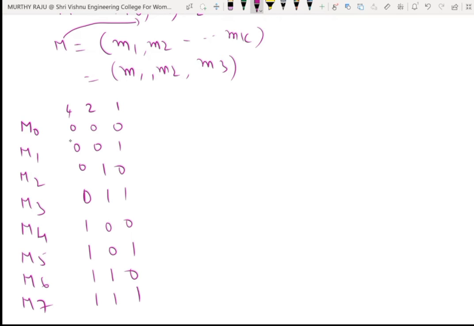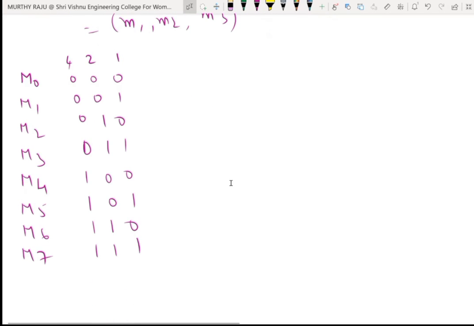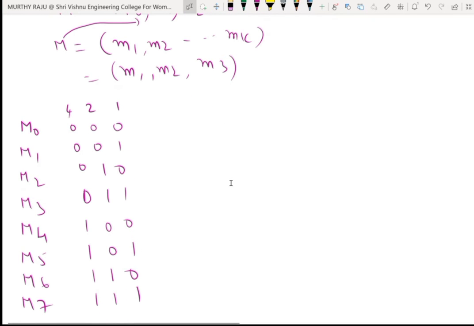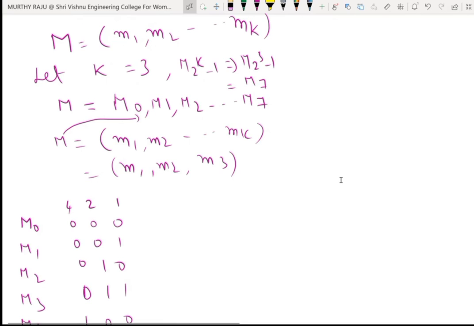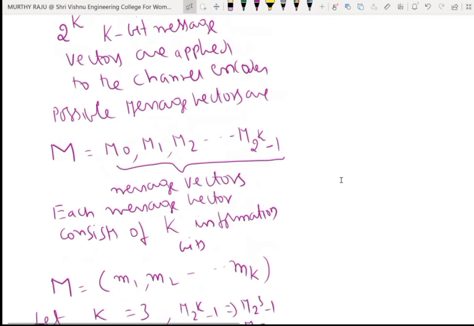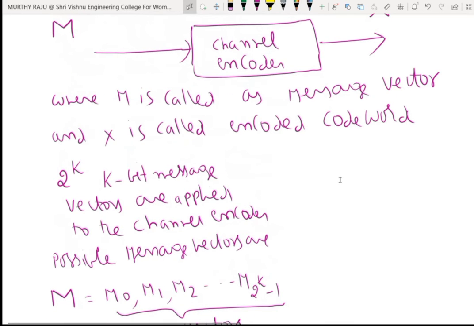These are the 2 power k message vectors. So the message vectors range from M0 to M 2 power k minus 1. Okay, coming to the output of the channel encoder. This is the input side. This is the output of the channel encoder.